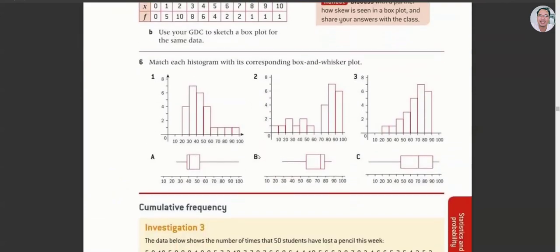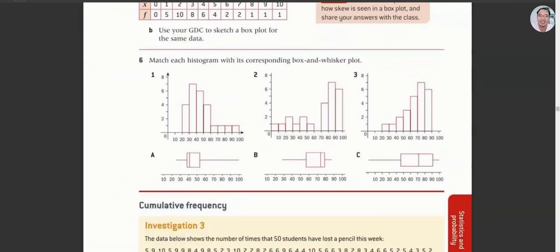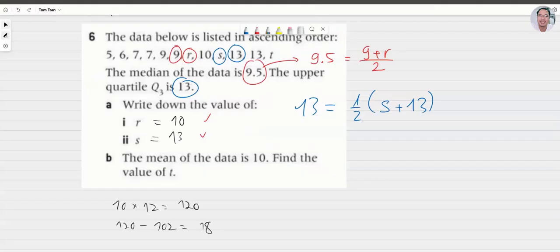I got 18 for T. 18. I still don't quite get A2. Can you explain it again? The S one. The S. The median is in between 9 and R here. So we have 1, 2, 3, 4, 5, 6 values on the right, and 6 values on the left.